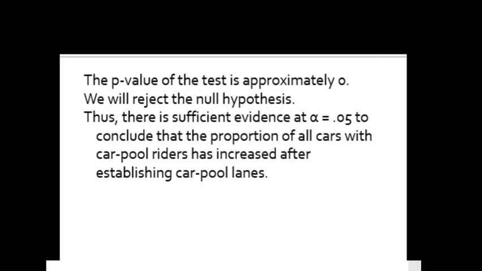And if you see the table, the value is very small. It's not on the table. So we can say that the probability is really small, or the p-value is approximately 0. At that point, we can reject the null hypothesis, and we do have sufficient evidence in this case that the proportion of cars with carpool riders has increased after establishing the carpool lanes.